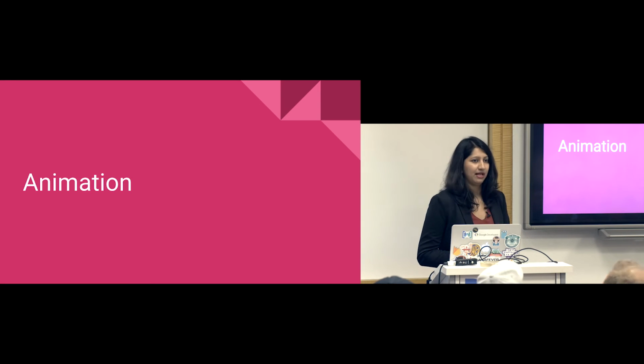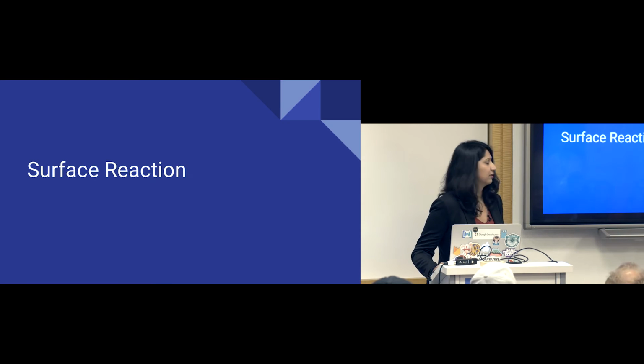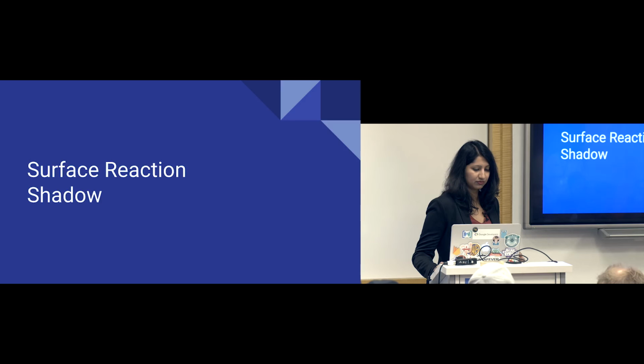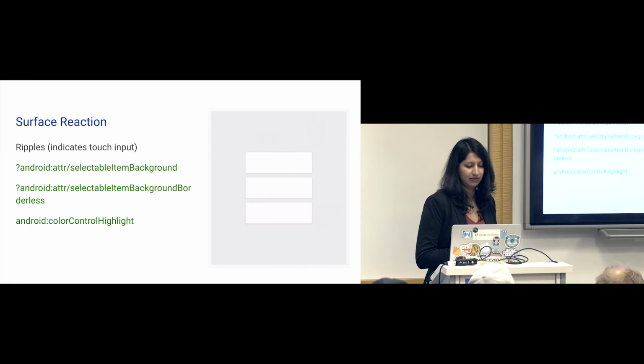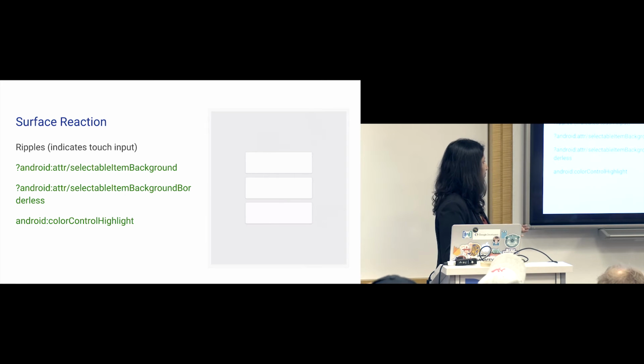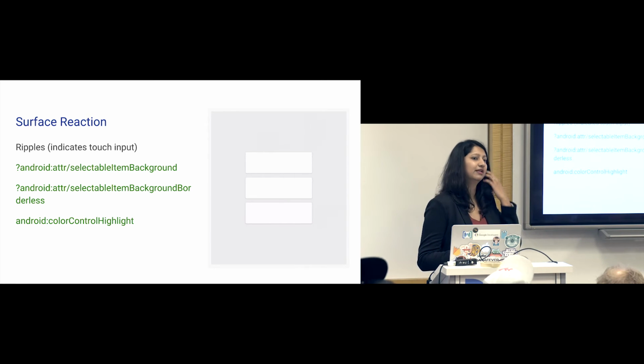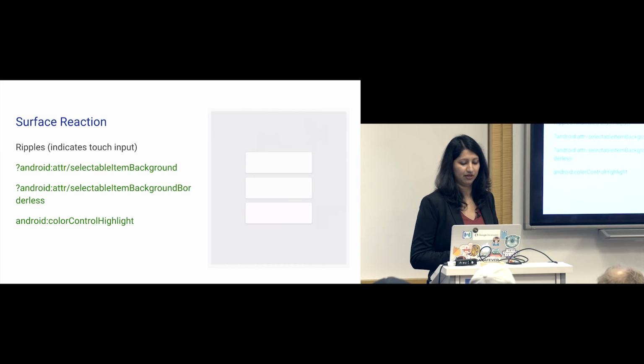Let's talk quickly about animation. There are some amazing talks about animations today and tomorrow, so definitely go to those. But we're just going to talk about the most basic things that you could use: surface reaction and shadow. As I mentioned right at the beginning, surface reaction basically means that it indicates touch input. So if you see a card view here, when you click on it, the touch point is radiating out. So it indicates that you have touched this card view.